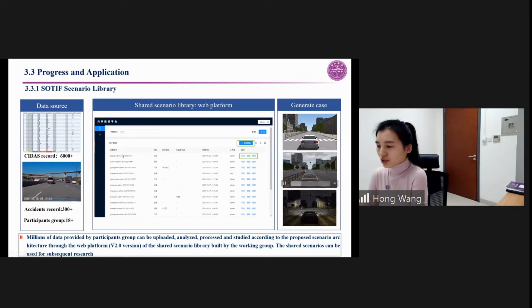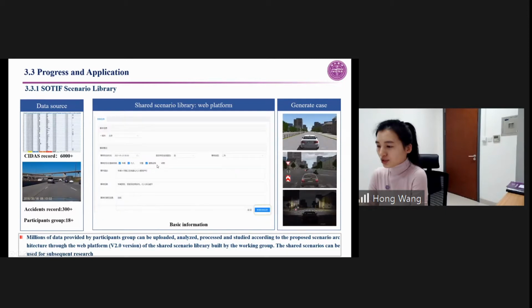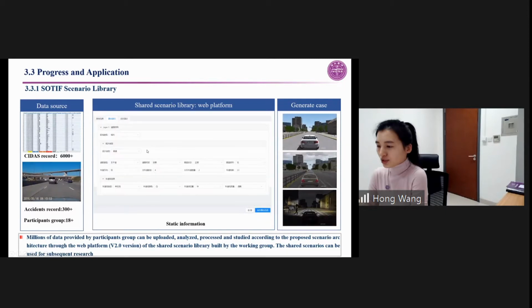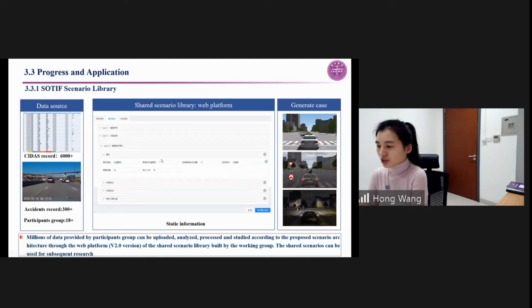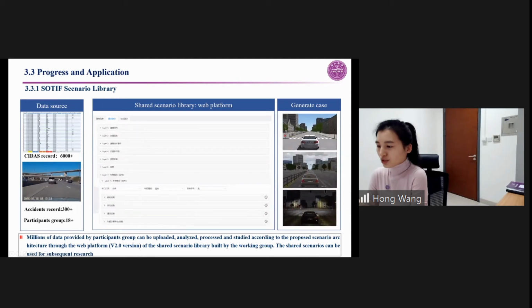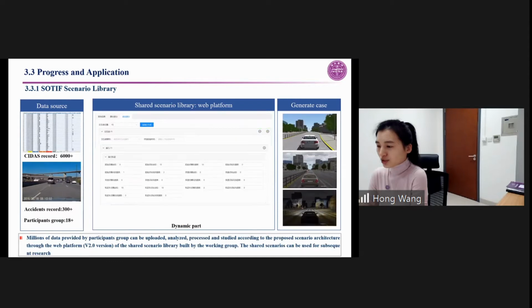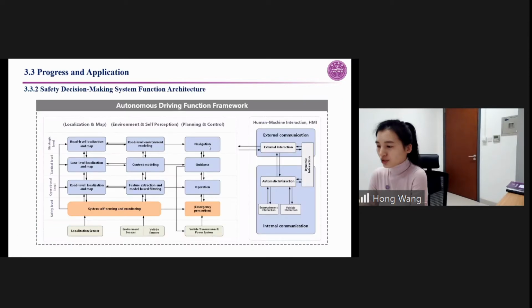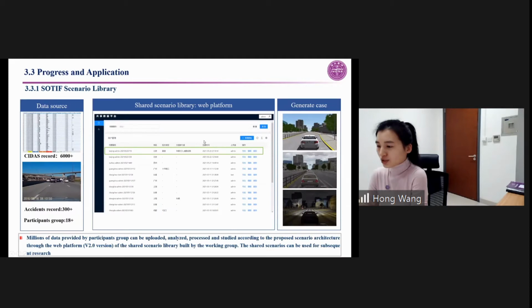So this is the structure inside the shared scenario library, like a static part and a dynamic part. All the information of the scenario can be uploaded in this website platform. So this is how we test the system and how we can generate the test cases. We use the SOTIF scenario libraries.